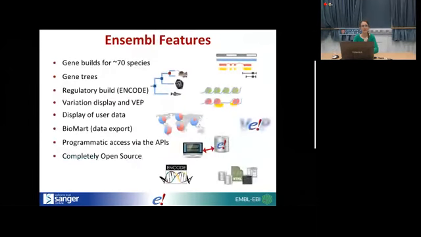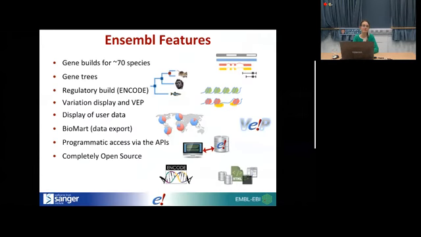So we have quite a lot of data that we put into Ensembl. We have what we call gene builds, and we have these for about 70 species. For all of the genes that we produce in these gene builds, we compare every single one with every other one. And from this, we produce gene trees, and then we can infer our orthologs and paralogs from these. We also have what we call a regulatory build. So we incorporate data from a variety of different sources, including ENCODE, in order to predict where there will be things like enhancers, promoters, insulators in the genome.